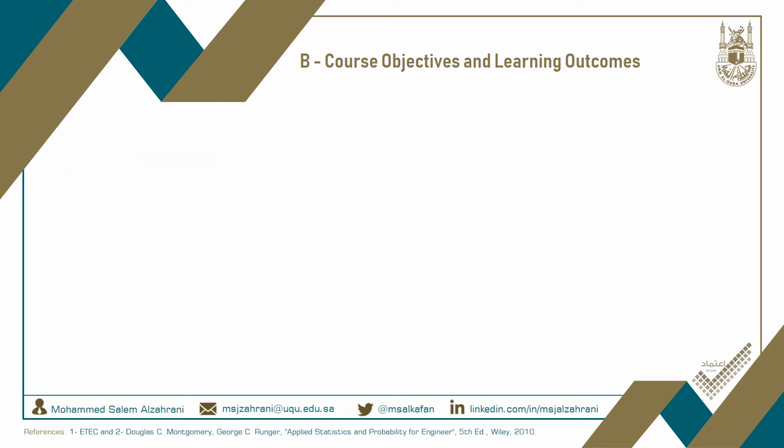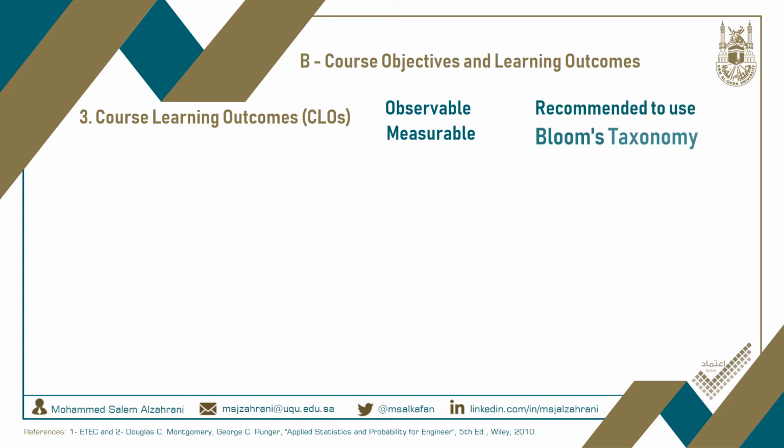Still, we are in section B of that form, and this is the butter of the whole course specification, what we call the CLOs, the course learning outcomes. The course learning outcomes have to be written in a way that is observable and measurable. And I would recommend for all of us to go ahead and use Bloom's taxonomy.